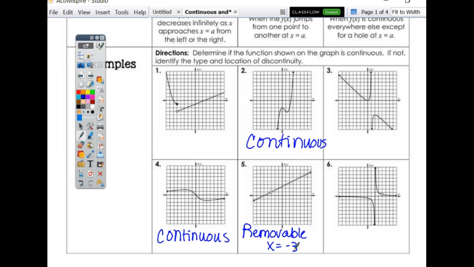Okay. What's this one? Jump at what point? X equals -5. All right. So what happens here? It's an infinite, and what's the vertical asymptote? 1? I think it's at 1.